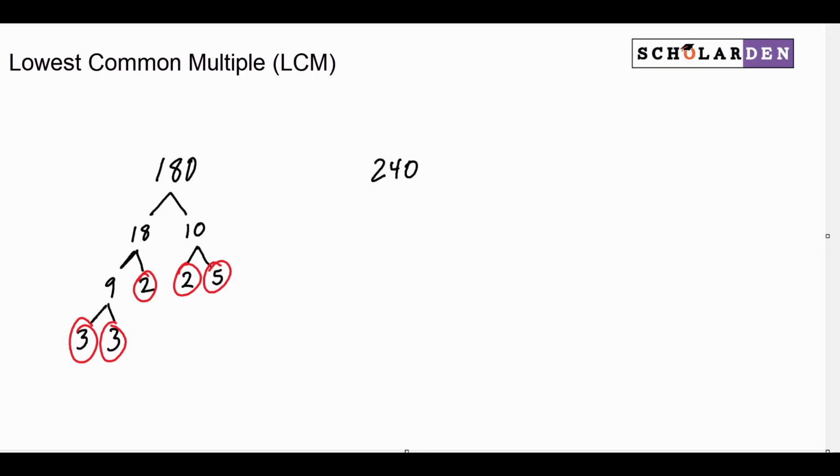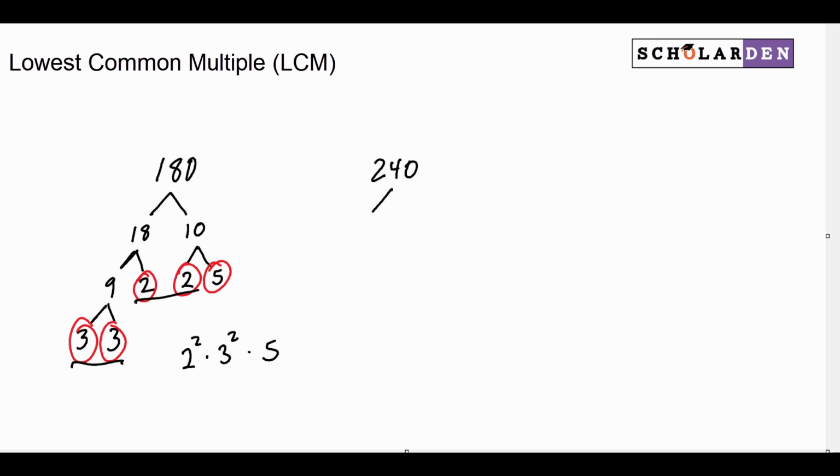And that means the prime factorization of 180 is going to be 2 to the second power, because there's 2 of them, times 3 to the second power, because there's 2 of those, times 5. So I've written the prime factorization of 180 as primes to a power.